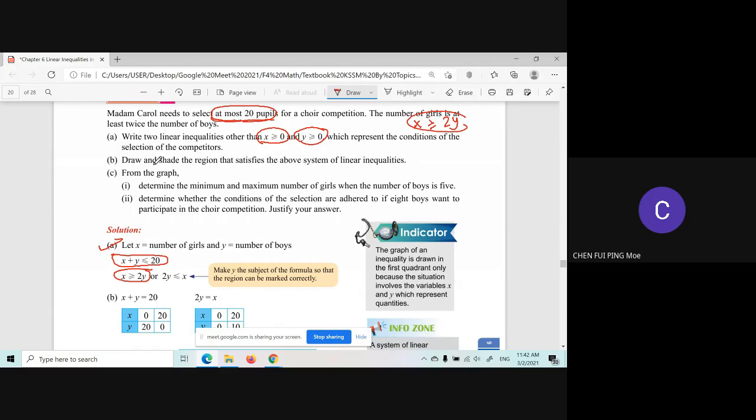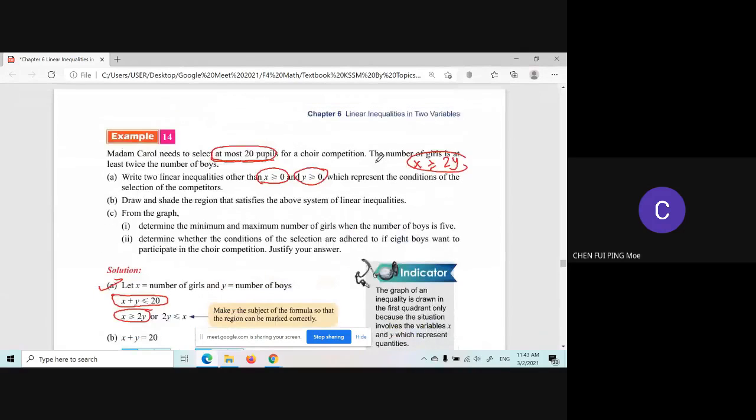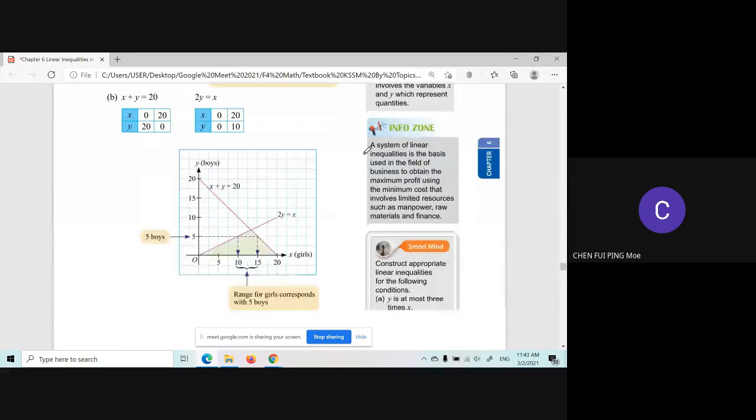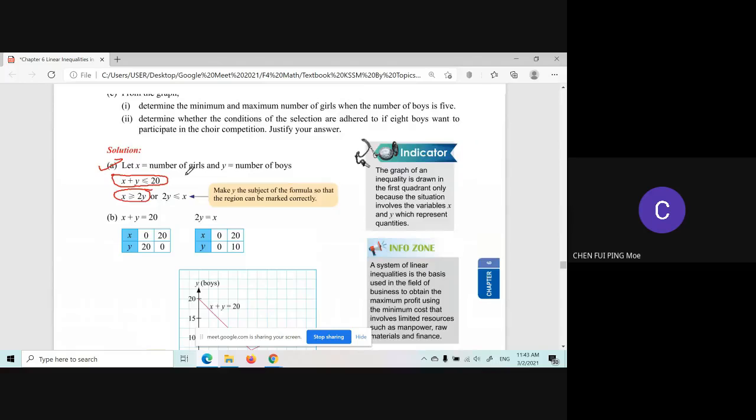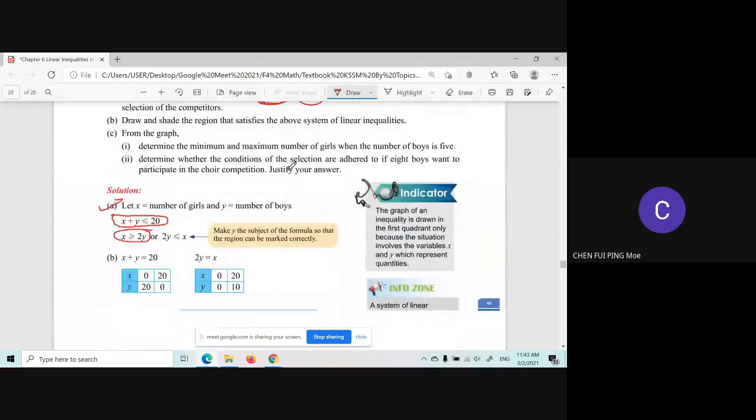Okay, so question B, draw and shade the region that satisfies the above system of linear inequalities. You need to be careful because this is talking about people. So X and Y must be positive, meaning that the graph you draw can be drawn like this. So this part is not needed. Now you go to find two coordinates. So you need to set one suitable scale.